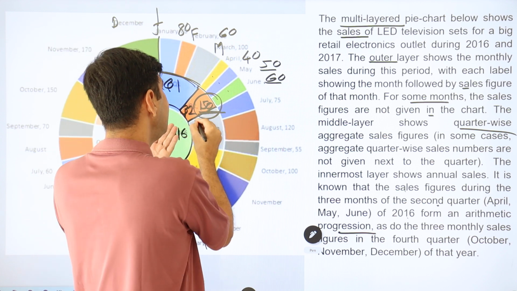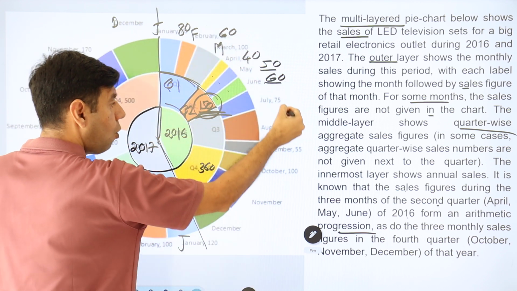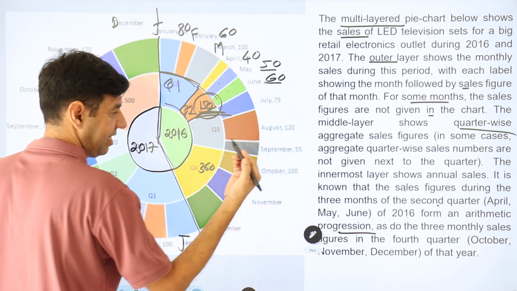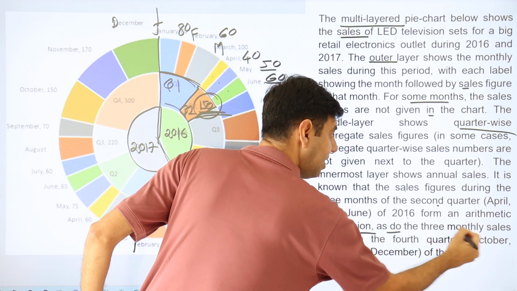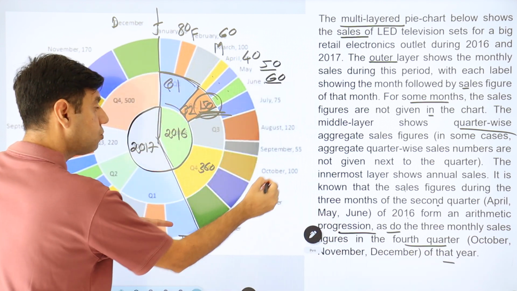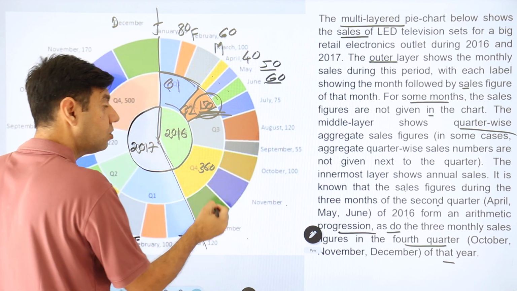So it was a very silly set, students. And the same thing. So now I have the values for all the months. Oh, November, December is missing, but let's take that up when we come across it. Or else, look here, it says the 3 monthly sales of the 4th quarter of that year. So October, November, December, we are missing these 2, but these are also in an AP.